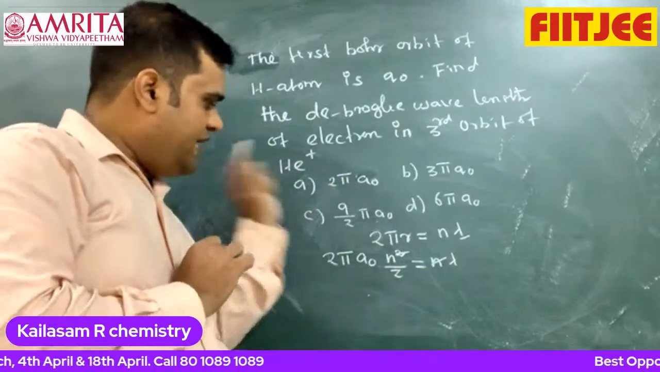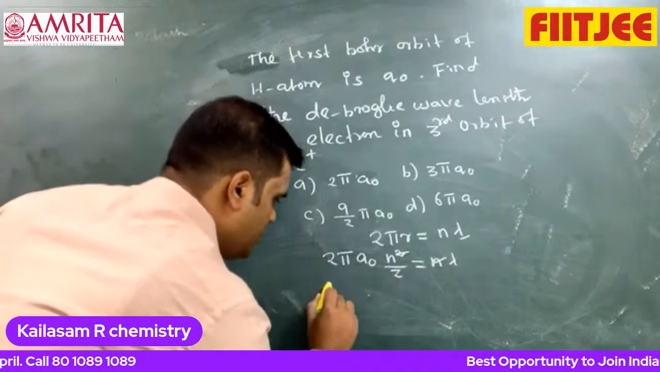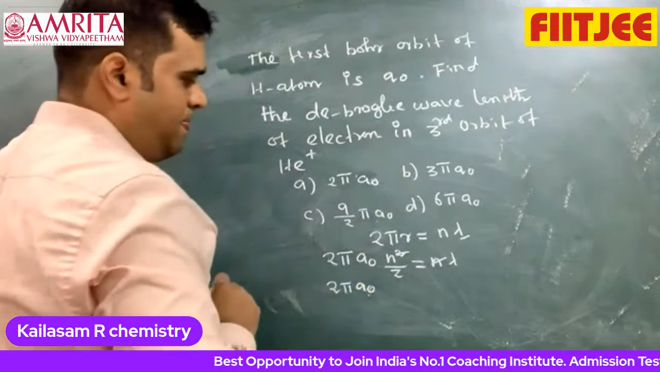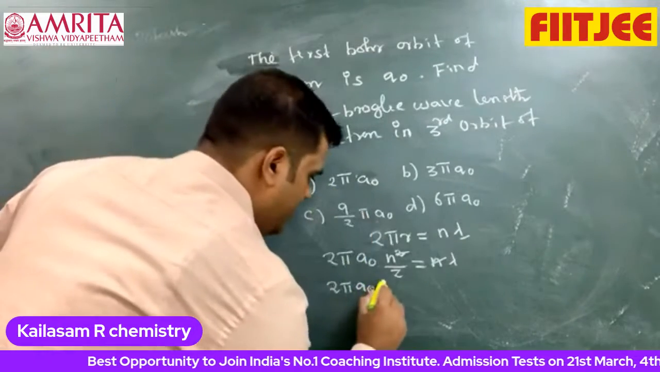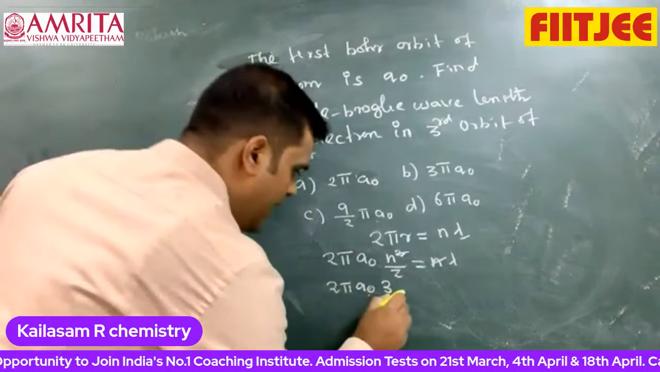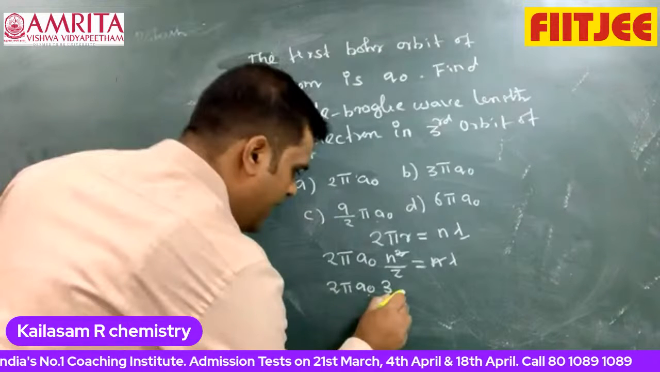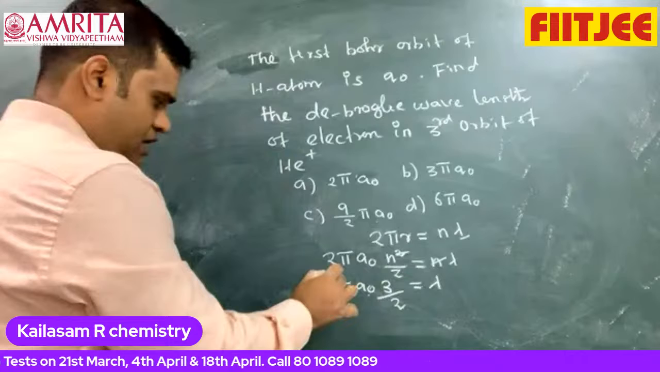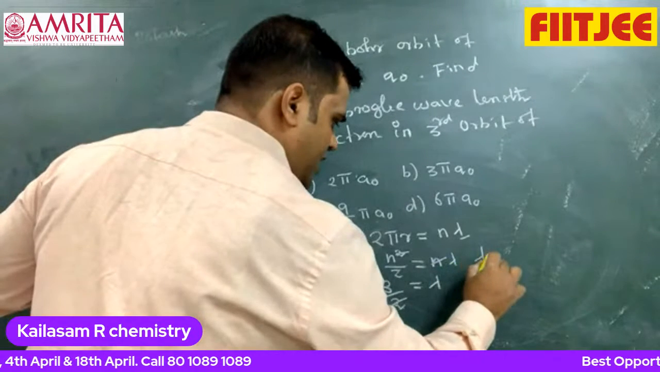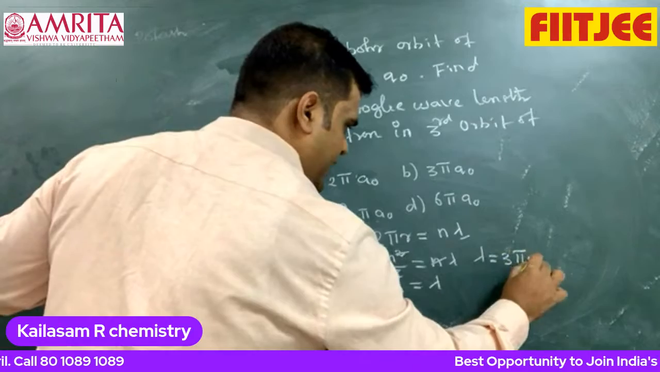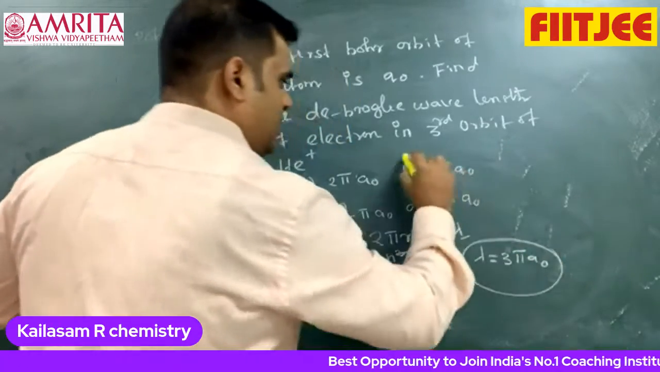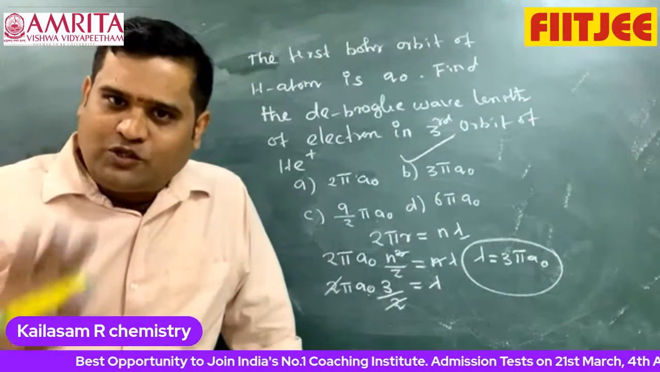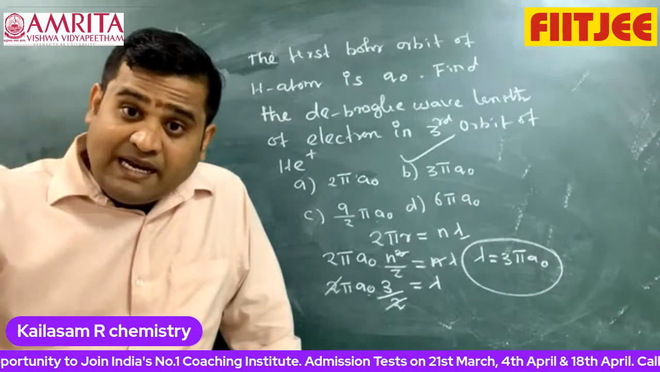What is z for helium plus? Therefore, 2 pi a naught. Now, 3 will be there by, and write 2, which is equal to lambda. This 2 and this 2 will be cancelled off. Therefore, I can write lambda is equal to 3 pi a naught. This is what they will ask you in the physical chemistry. They may interlink the questions.